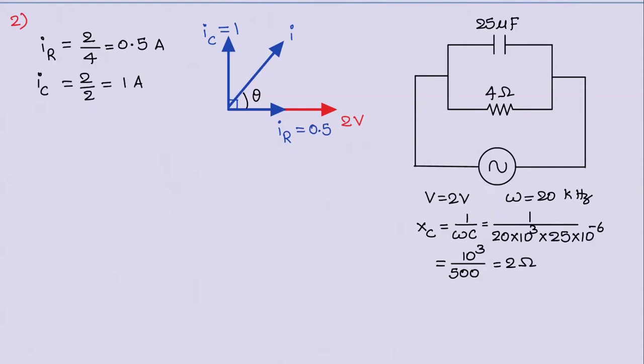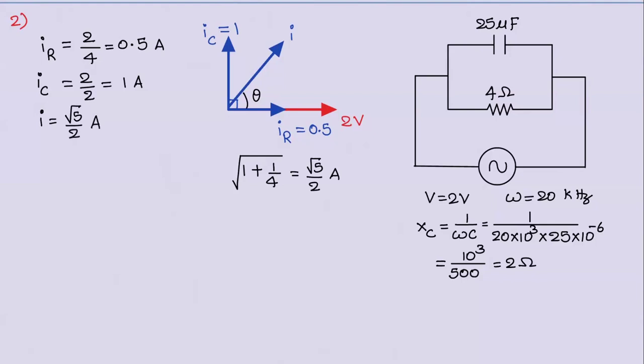Then I will be equal to squaring and adding. So 1 square is 1. 1 by 2 square is 1 by 4, under root. This is the current, right? That is equal to root 5 by 2 ampere. So total current I is equal to root 5 by 2 ampere.